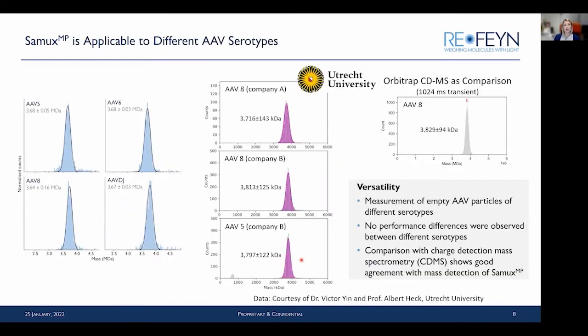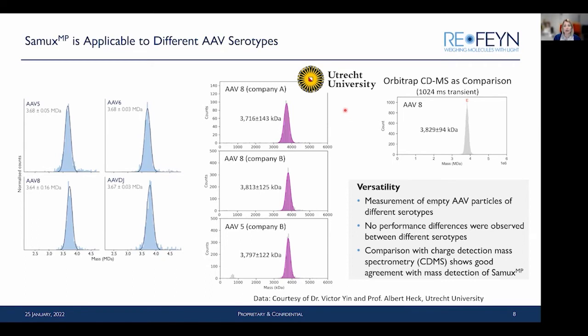The next thing we wanted to test is whether mass photometry is truly agnostic to different serotypes. The data on the left is acquired in our own lab with 4 different serotypes commercially available. And you can see that they all give a similar peak in resolution. And I want to stress that the sample preparation and the sample analysis was the same for all of these 4 samples. So there was no difference seen for different serotypes.